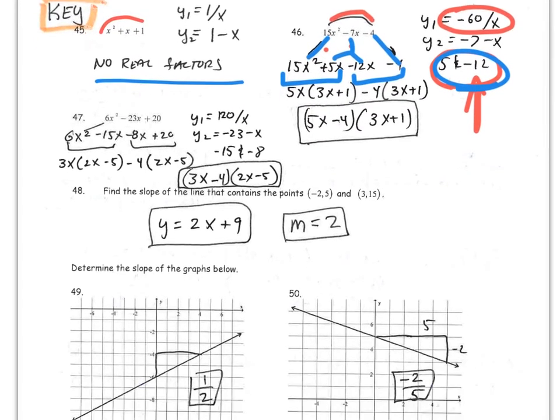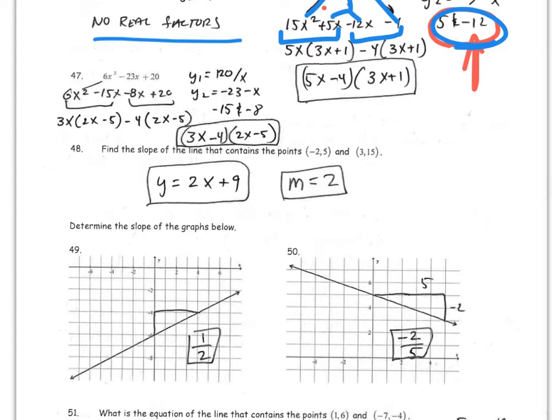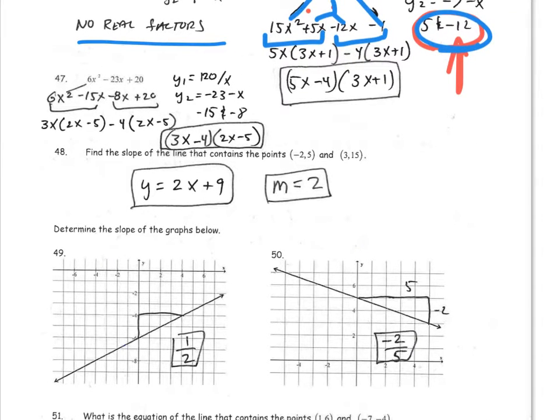So let's move on to 48, some linear problems. Find the slope of a line containing these 2 points. Okay, we have a slope formula, all this great stuff, but remember, calculator work. We can do stat edit.